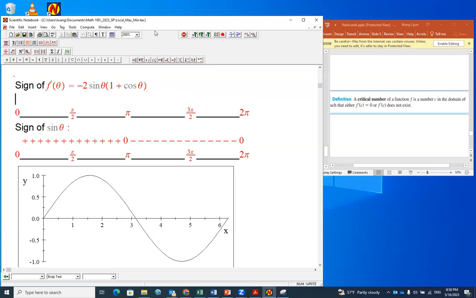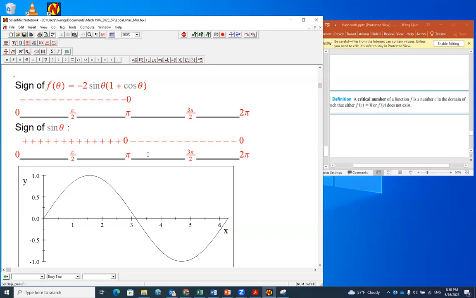And we know that in the first quadrant, the sign is positive. Positive times negative times another positive, right? So this piece, the sign of the first order derivative, is going to be negative. So in this interval, it's going to be decreasing. In the second interval, sine theta is still positive, so this is positive times negative, which is negative again. And of course here is a zero.